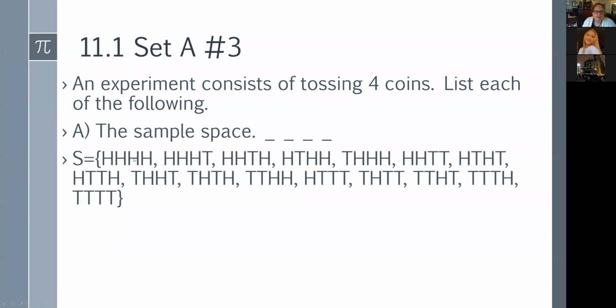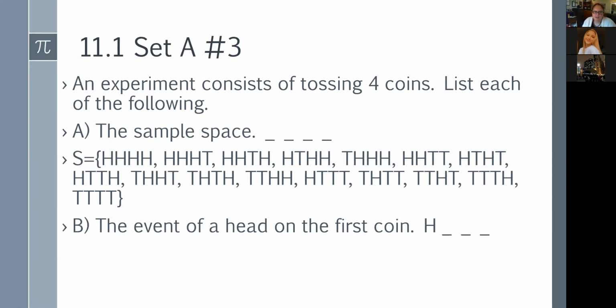So we could have heads on all 4, or heads on the first 3 and tails on the last one, or 3 heads and a tail on the third, or 3 heads and a tail on the second, or 3 heads and a tail on the first. Okay, so I tried to keep these in order. So I did 4 heads, 3 heads, and then 2 heads, and then I did 3 tails, and then all 4 tails. And there were 16 total combinations.